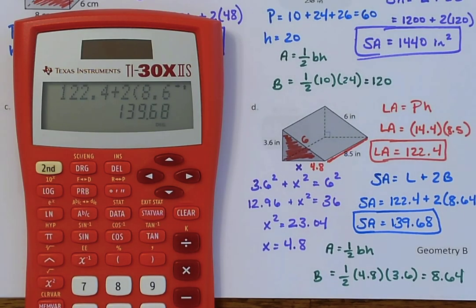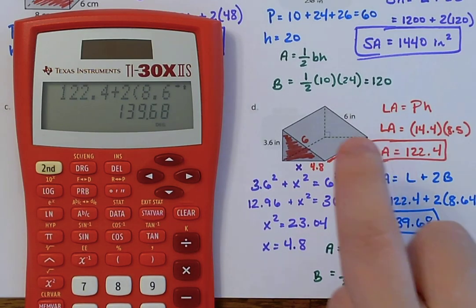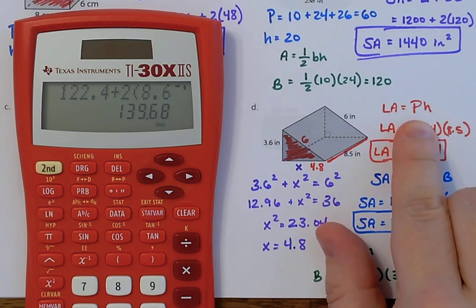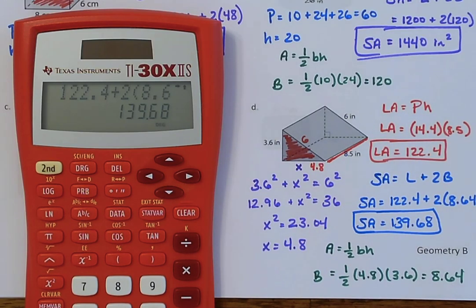And that is our surface area for part D. So be careful to make sure that you have all the dimensions for all your sides of your base, because that's going to be important to figure out the perimeter of the base. So refresher, lateral area is perimeter of the base, so you're going to add all the sides of the base, multiplied by the height of your prism.